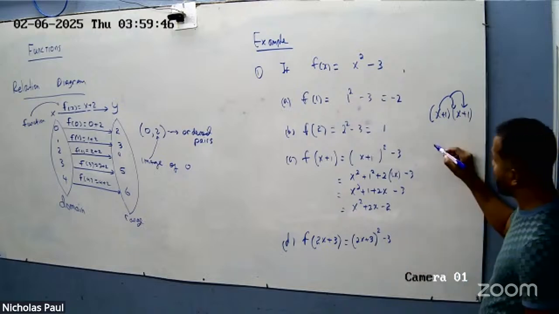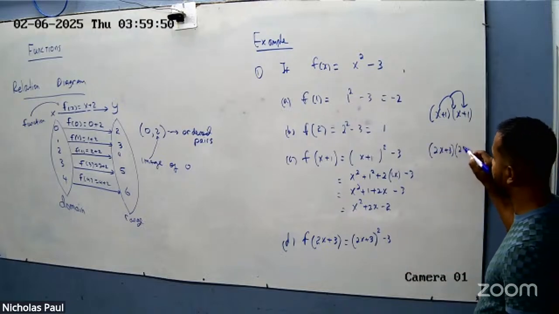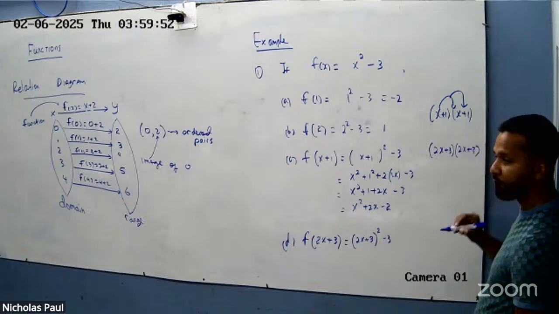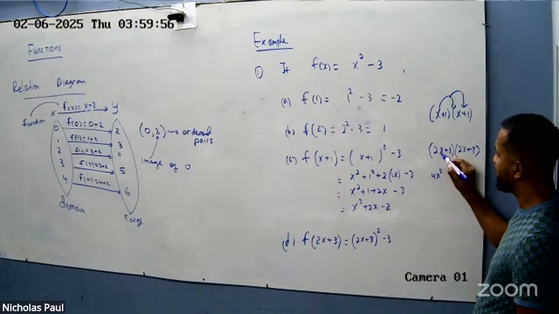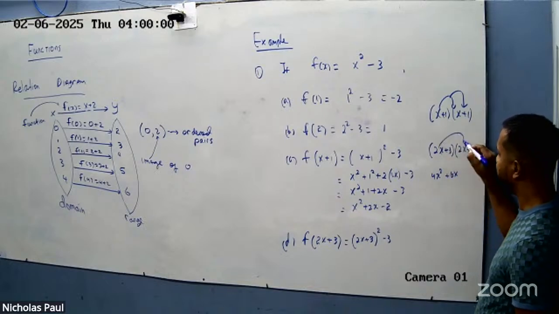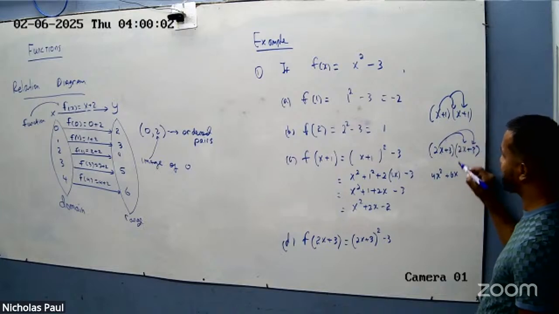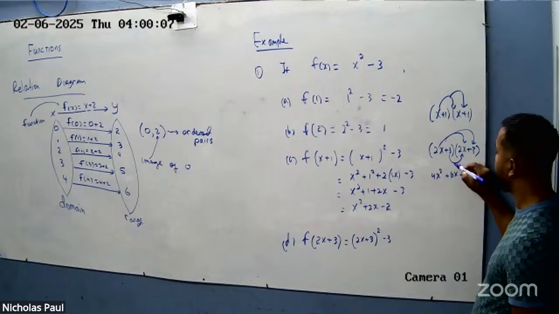For those who don't remember this, I'm going to do it the long way because some of you are making a little mistake with the shortcut. 2x by 2x is 4x squared. 2x by 3 is 6x. So I multiply that and I multiply that. 3 by 2x is 6x. And 3 by 3 is 9.